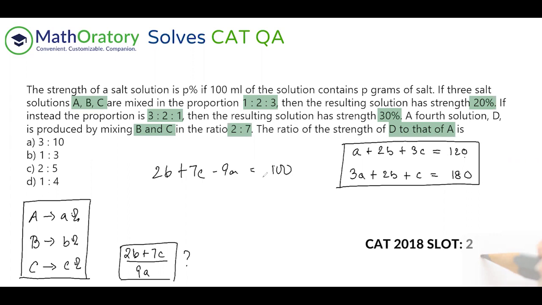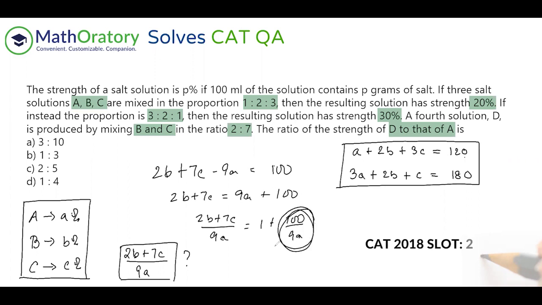Let's say 100. Don't assume that this is 100, I'm just saying, suppose this value comes out to be that. Now in no way can I figure this out, because if you just manipulate a bit, you'll find something like this: 2b plus 7c is equal to 9a plus this 100. If I divide both sides by 9a, now the issue will be this part. I don't know the concentration of A, right?